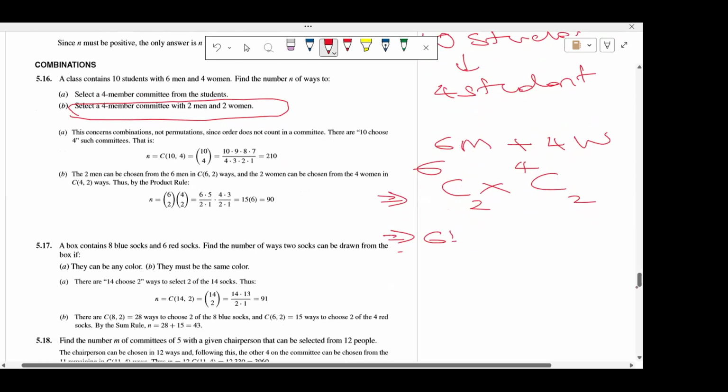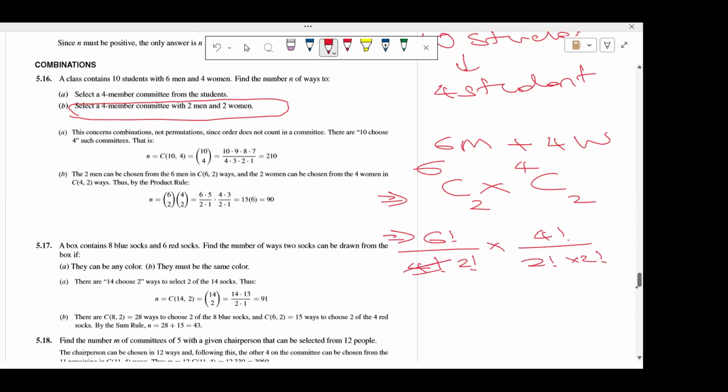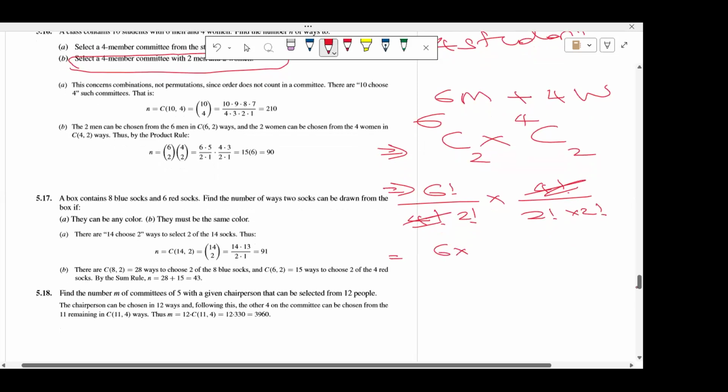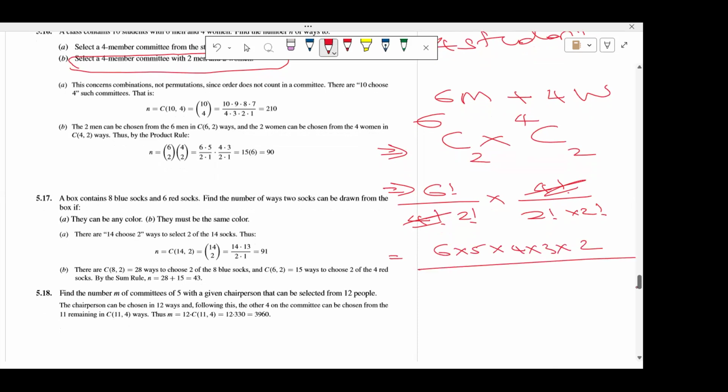6C2 is 6 factorial over (6 minus 2) factorial, 4 factorial, into 2 factorial, multiplied by 4 factorial over (4 minus 2) factorial, 2 factorial into 2 factorial. We can cut down this 4 factorial with this 4 factorial, right? Then 6 factorial, 6 into 5 into 4 into 3 into 2, divided by 2 factorial, 2 into 2. So 2 into 2 is 4. We can cut this down with this. So 6 into 5, 30, 30 into 3, 90 ways we are selecting.